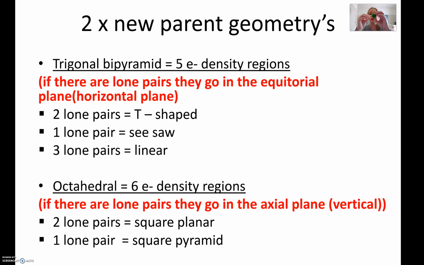And if you lose all 3 from the middle plane, this looks like a shape that you've previously learnt before, which is linear. But this time this is linear with 5 electron density regions, which is pretty crazy. So let's just go through those again, okay?